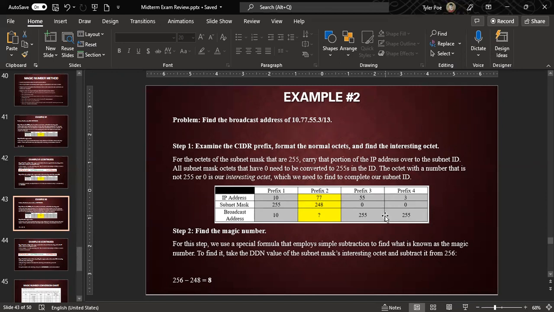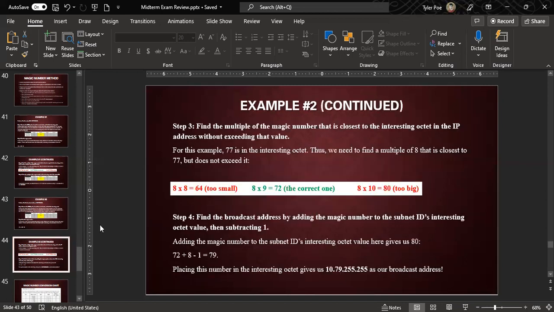So once again, we have the same interesting octet. We also have the same magic number. We just take the 248, subtract it from 256. We do the same process again. We're basically starting by solving the subnet ID. So we find that it's 10.72.0.0.